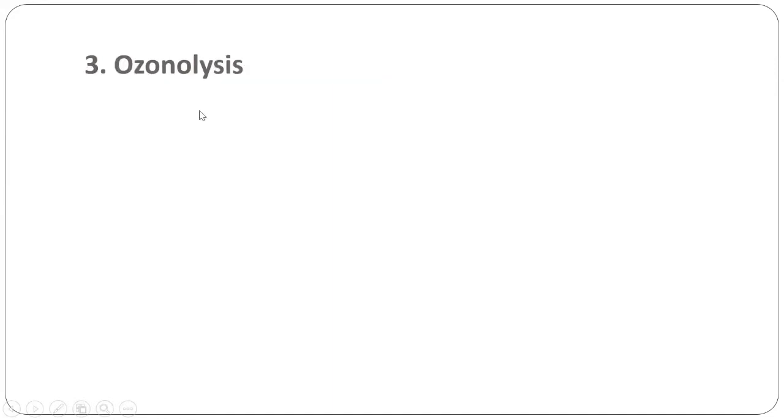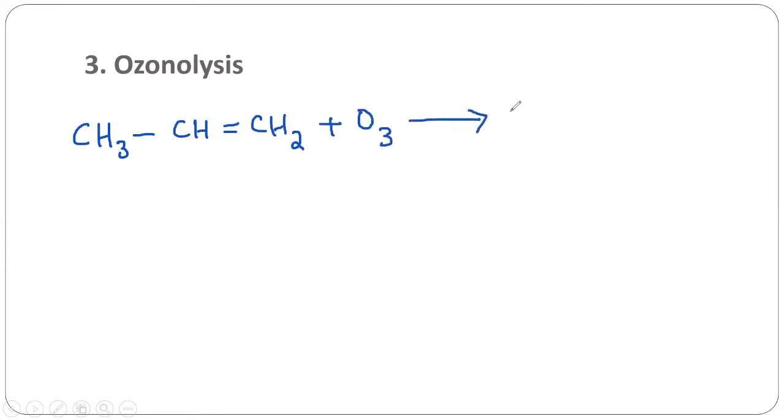Another method is ozonolysis of alkenes. Let us do an example. Consider propene. The alkene is treated with ozone and we get a compound like this.